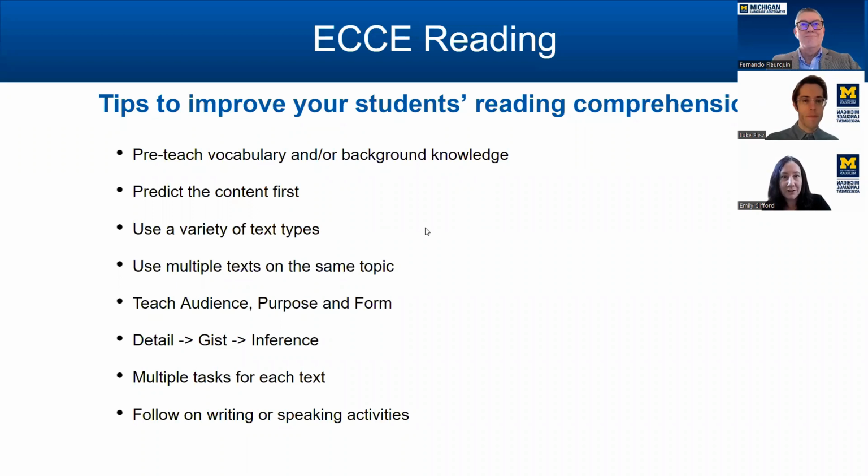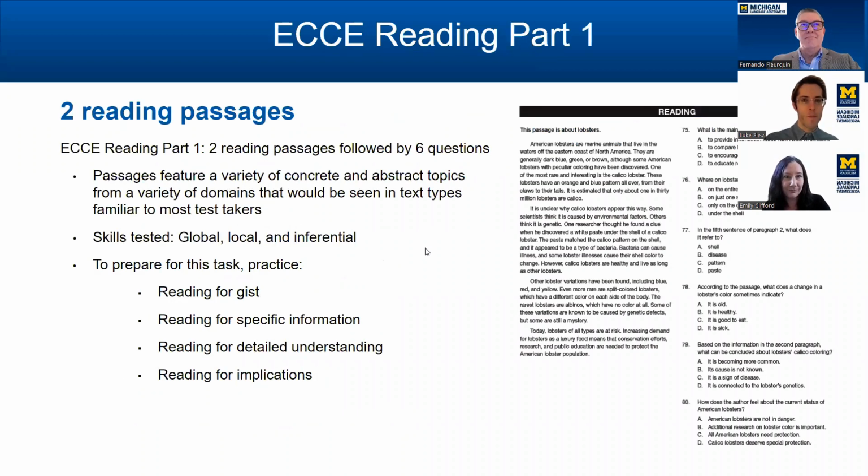So I'll pass back to Luke to look at some examples. Great, thank you, Emily. I think you'll see today how those practice activities will really help to allow students to answer these types of questions that they'll see on this test. So looking at part 1 of the reading section, this consists of 2 reading passages, which are both followed by 6 questions. Again, they feature a variety of concrete and abstract topics from a variety of different domains. So these will be familiar to most test takers in general, but the details will be things they have to comprehend within the passage to be able to answer the questions.